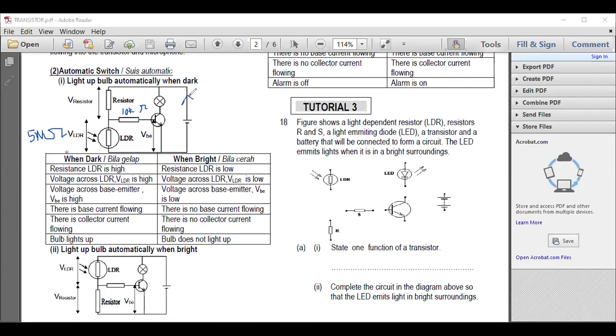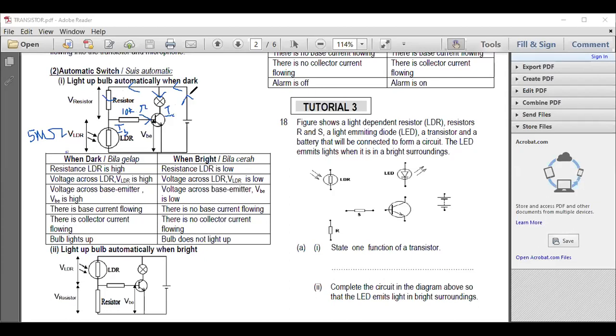Let's say the current comes from the battery and goes here. Coming to this junction, the current can go down here or go here. But the current will go to the 10 kilo ohm because its resistance is much lesser compared to the 5 mega ohm. So there'll be current flowing at the base. When there's current at the base, there'll be current at the collector. So your bulb will light up.